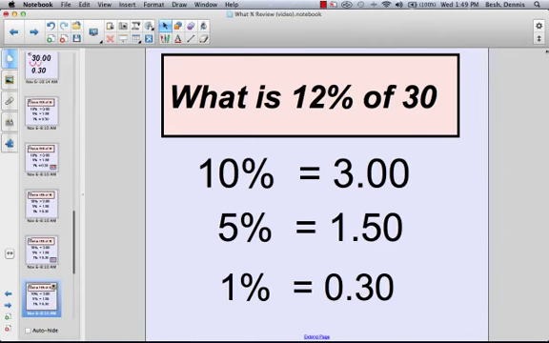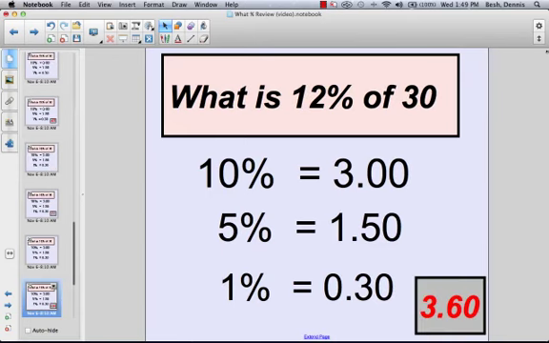To find something like 12%, to make 12%, you've got to take a 10% and add that to 1%, not once, but twice. 10 plus 1 plus 1 is going to give us the 12. So what we've got to do is take the 3 and add that to 0.3, and then 0.3 again. And that's going to give us 3.6, or 3.60.